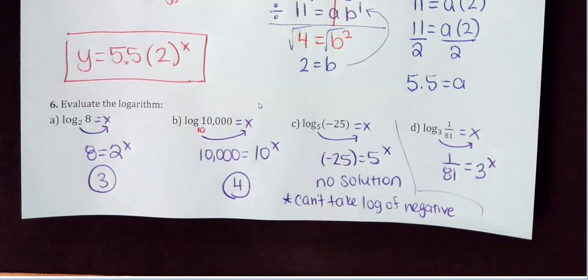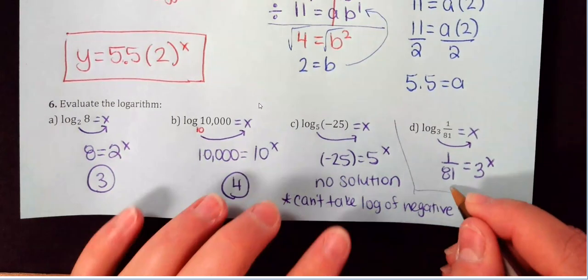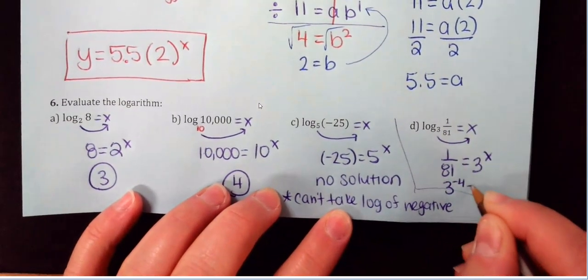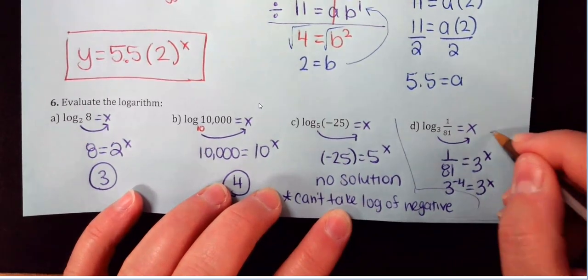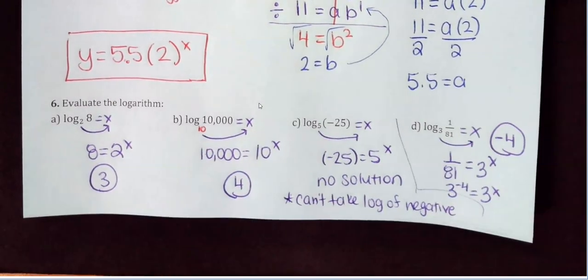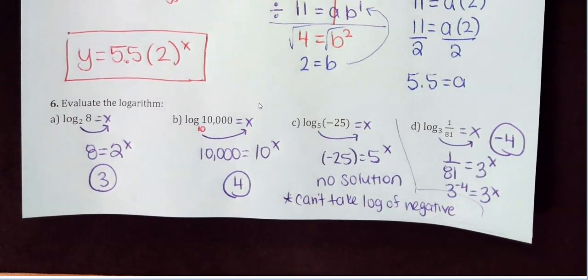Does anybody remember, like 81 is 3 to a power. Does anybody know what power 81 is for 3? It's to the fourth. Okay, so what if I have 1 over 81, how could I write that as 3 to a power? 3 to the negative. There you go. Fraction means negative exponent. This is just 3 to the negative fourth. So then the actual answer there would be negative 4. Is anybody having a question?